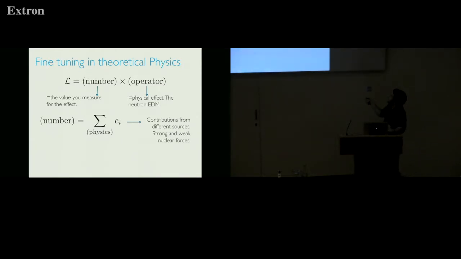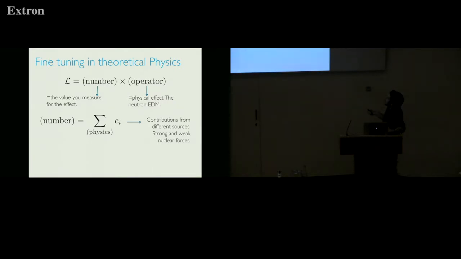In this case, the operator that we're interested in happens to be the operator that gives rise to an electric dipole moment for the neutron. And then the numbers are the things that you measure. So it tells you how strong this effect is. But the numbers aren't just numbers. Often they come from different parts of physics. So it's a sum over physics of different contributions.